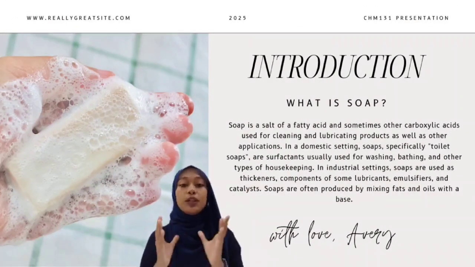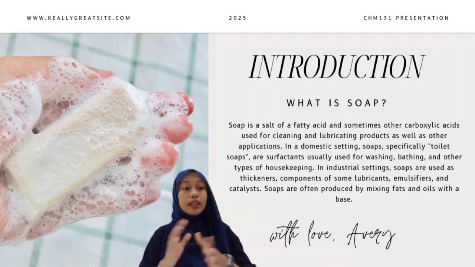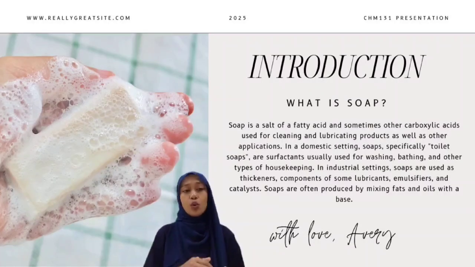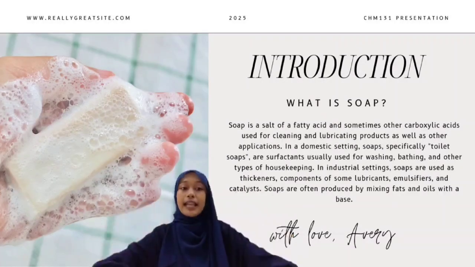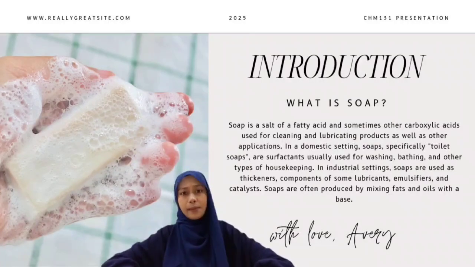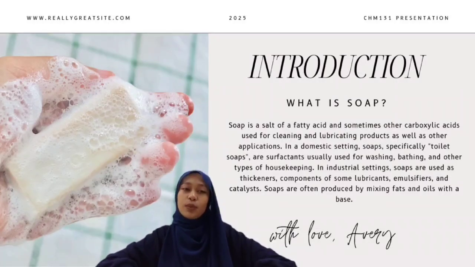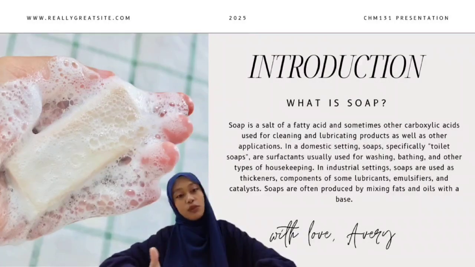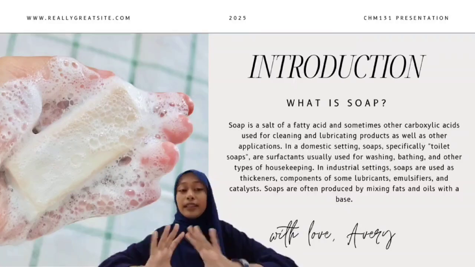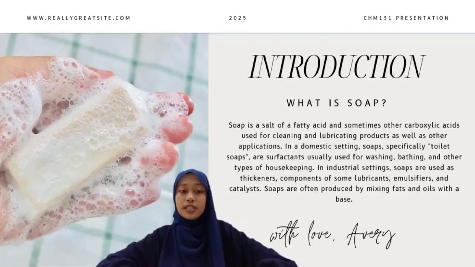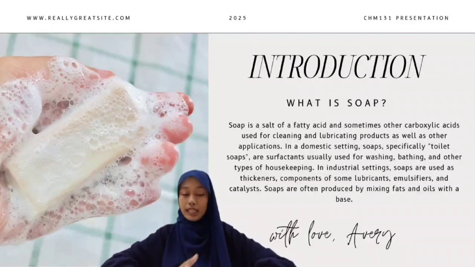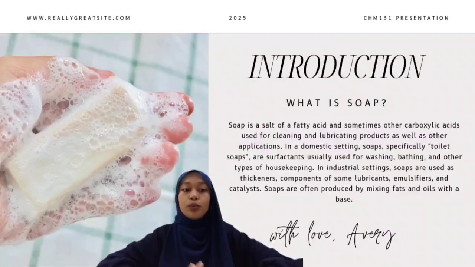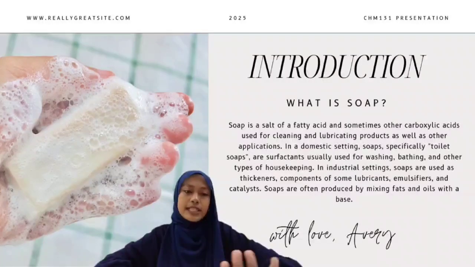Today I want to explain to you about what is soap. Did you know what soap is? Soap is a salt of fatty acid and sometimes other carboxylic acid used for cleaning and lubricating products as well as other applications. In a domestic setting, soap, especially toilet soap, is a surfactant usually used for washing, bathing, and other types of housekeeping. In an industrial setting, soap is used as a thickener, a component of some lubricants, an emulsifier, and a catalyst.